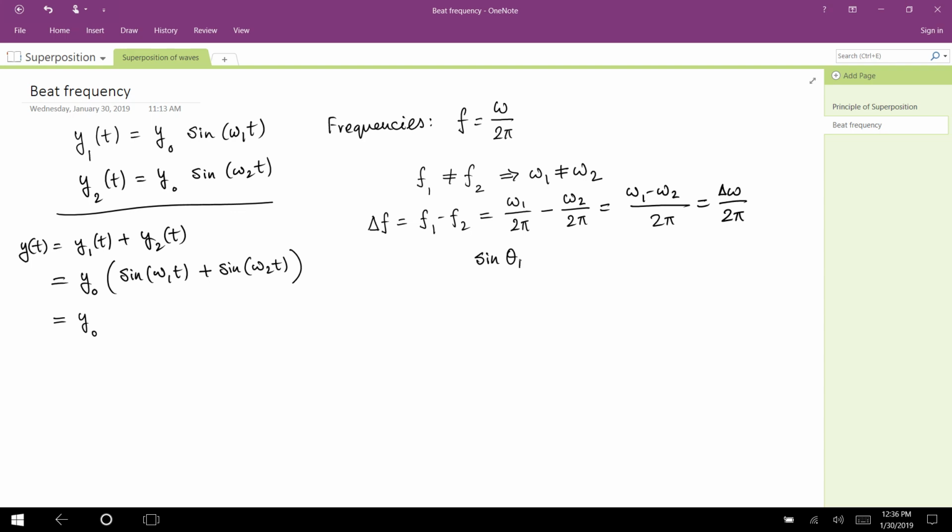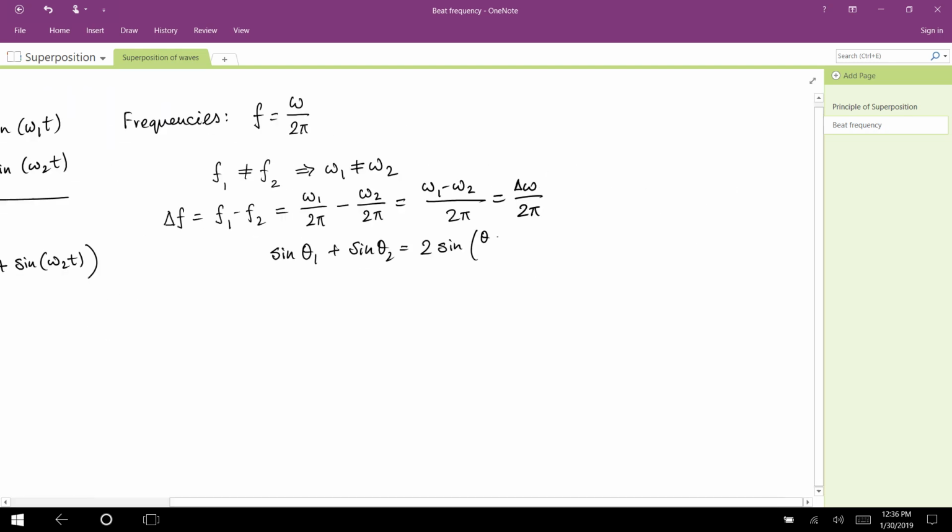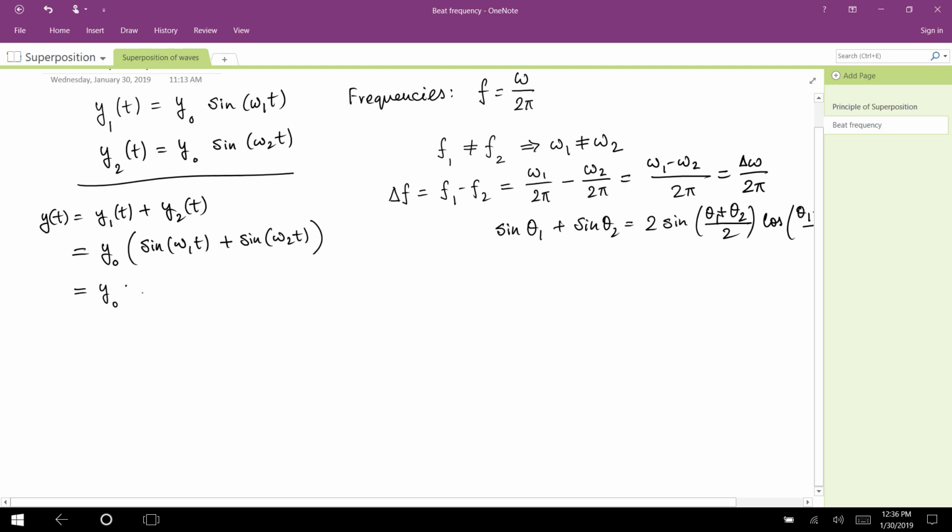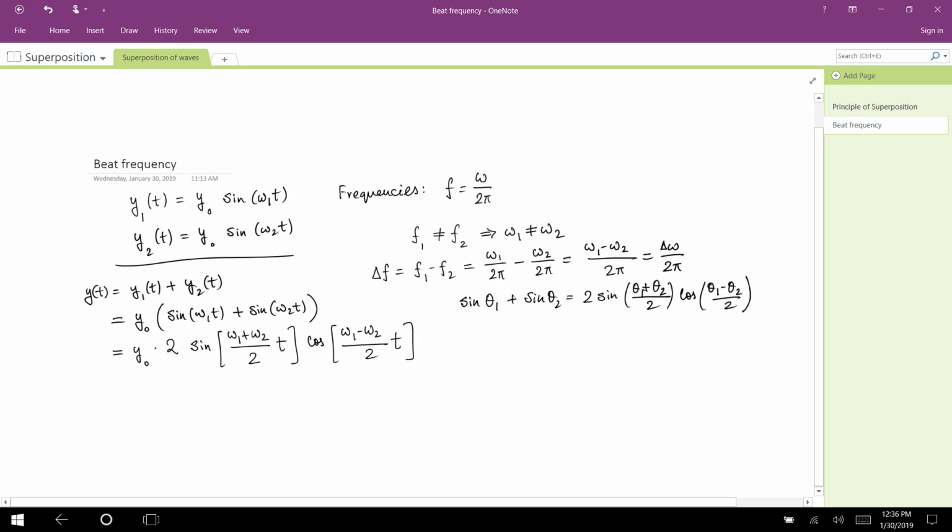The trig relationship is sine theta 1 plus sine theta 2 is equal to 2 times sine of (theta 1 plus theta 2) divided by 2, multiplied by cosine of (theta 1 minus theta 2) divided by 2. Okay, so going back over here, we get y0 times 2 times sine of (omega 1 plus omega 2) over 2 multiplied by t, times cosine of (omega 1 minus omega 2) over 2 times t. Okay, so this is the amplitude of the resultant wave.